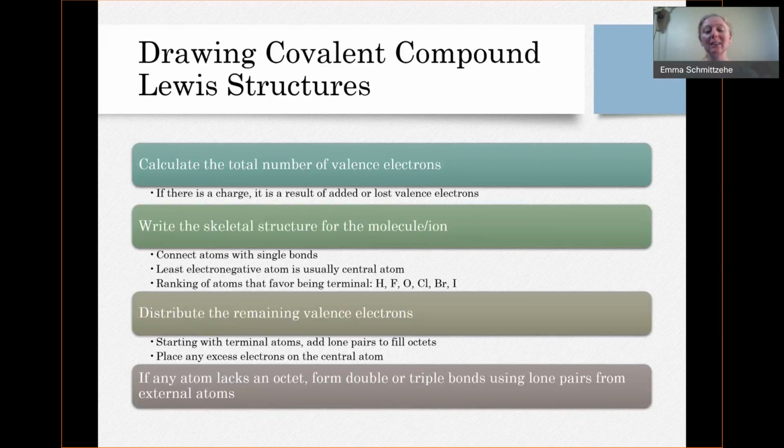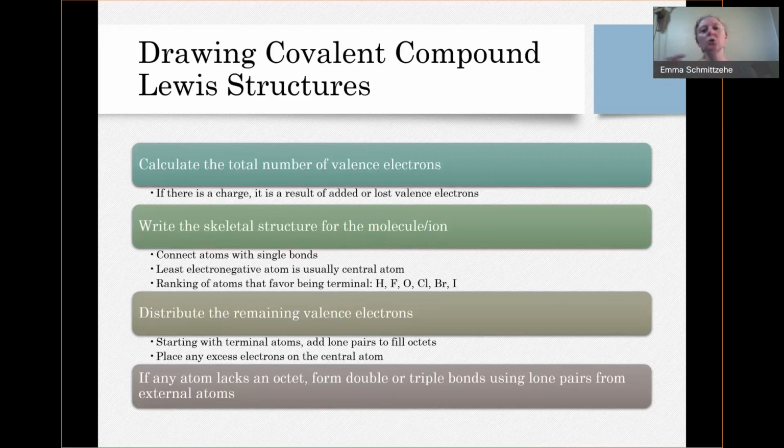But if there's anything that doesn't have an octet, what you would do is you would take from something that does, and you'd take a lone pair from it and you'd make it into a double bond, or make it into a triple bond if you're shifting even more electrons. So you never add extra bonds until you need to, okay? And usually, if you follow this process where you fill the octets on the outside, the thing that's going to be lacking is the central atom.